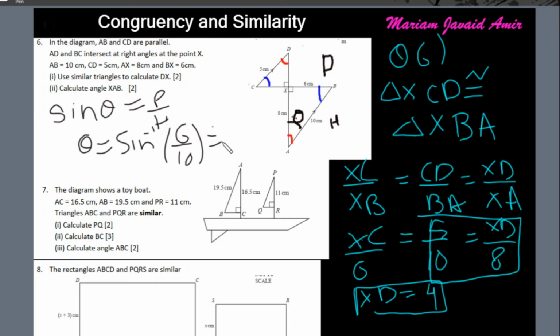Shift sine 6 by 8, which gives us 36.86. So this is a question from trigonometry. Angles are always rounded off to 1 dp. So 36.9.